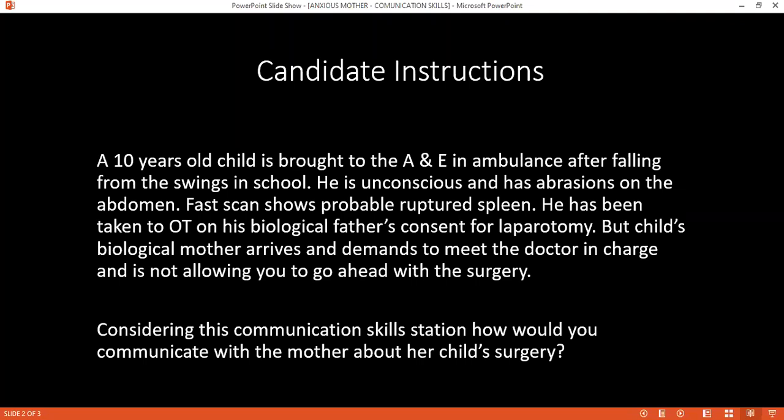But doctor, my son was doing well. I went to work. He was with his father. All I know is that he fell from the swings at school, and now he's going to have an operation. I don't know what's going on. Please, I'm really worried about my son. I'm sorry to hear that.